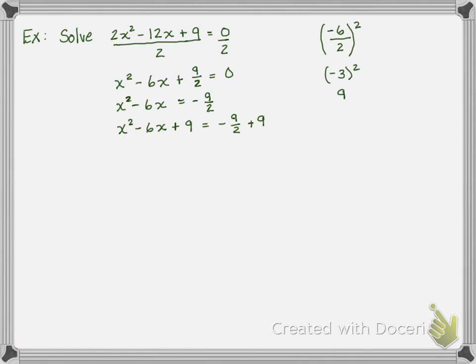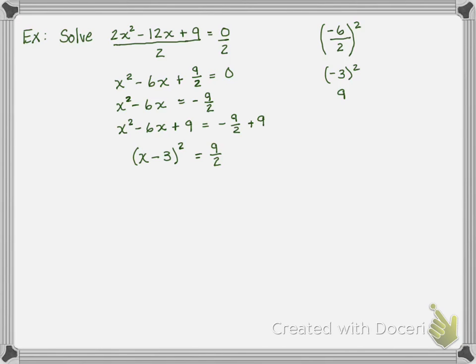And now we can factor the left side. It factors into x plus 3. Whoops, no it doesn't. It factors into x minus 3 squared. And negative 9 halves plus 9 is positive 9 halves. And if you didn't know that that factored into x minus 3 squared, that's okay. Just use your AC method to factor it. You'll get the same thing.